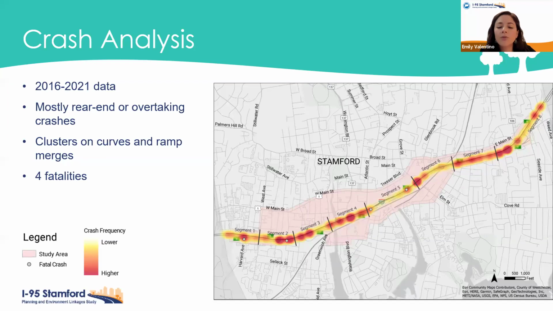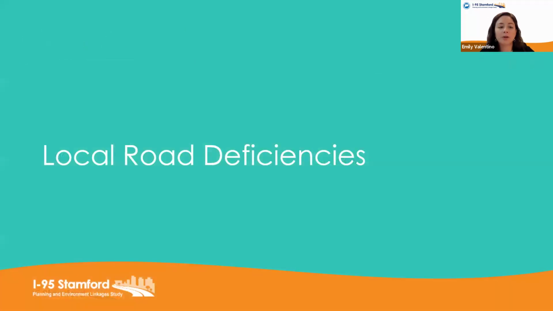And on the right is what we call a hotspot, a heat map. The darker the red circle, the more crashes that occur at that location. You can see there are clusters on the curves, as well as where a ramp enters or exits the main line. Most of these crashes on the main line are rear end or overtaking. Overtaking means when you're merging to change lanes. And there were 4 fatalities in the 5-year period.